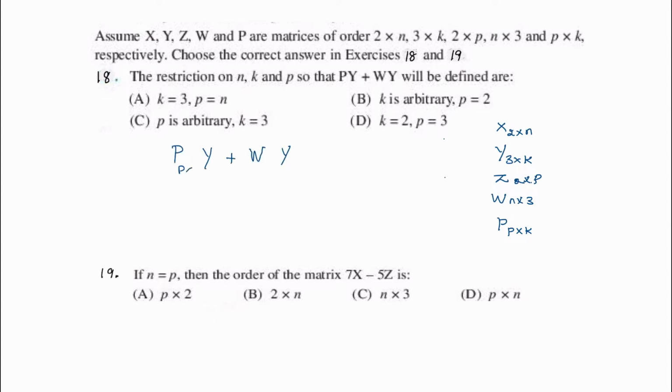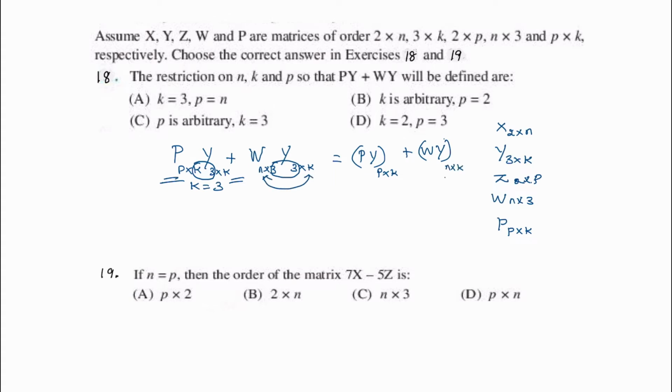P is of order p by k, Y is of order 3 by k, W is of order n by 3, Y is of order 3 by k. This product PY is possible only when k is equal to 3. That is, number of columns of the first matrix should be equal to number of rows of the second. Here already they are equal. So we have a condition that k must be equal to 3. Now let us see the order of this product. The order of this product will be p by k, the first and the last numbers, plus order of the product WY will be n by k.